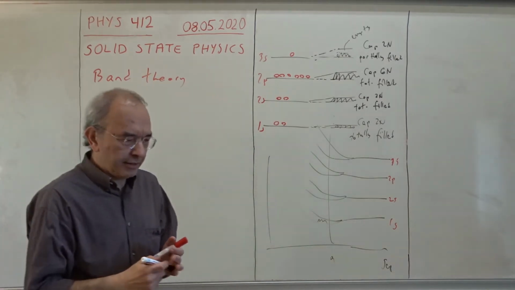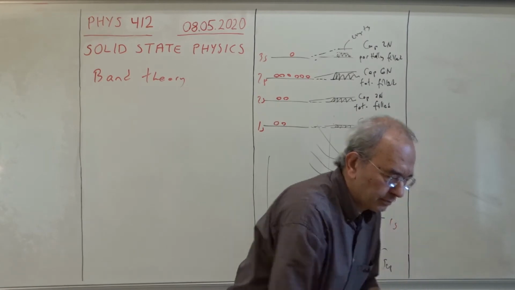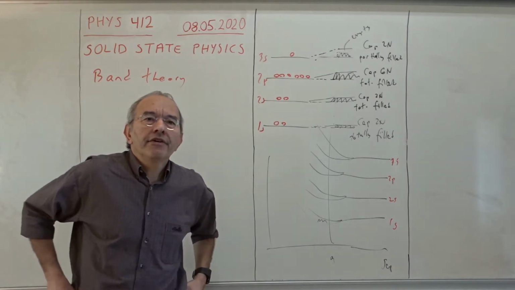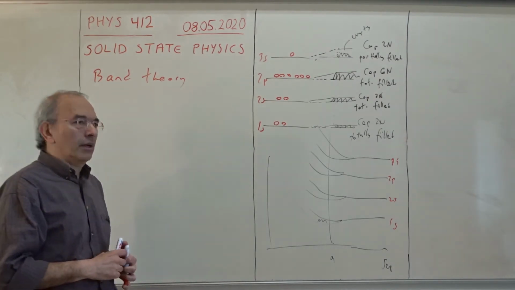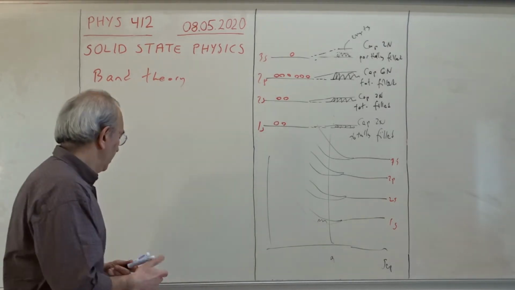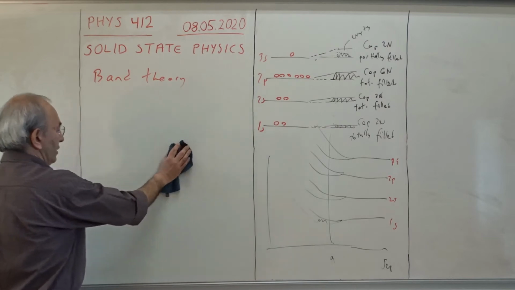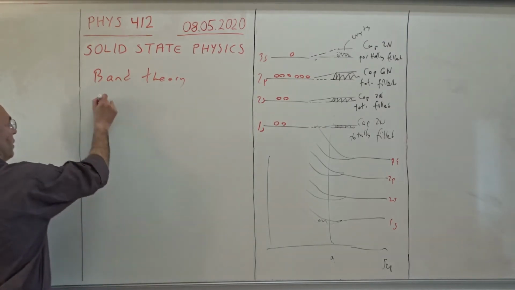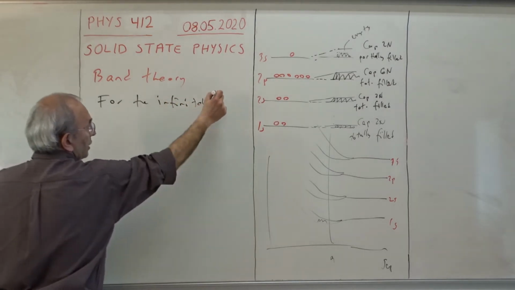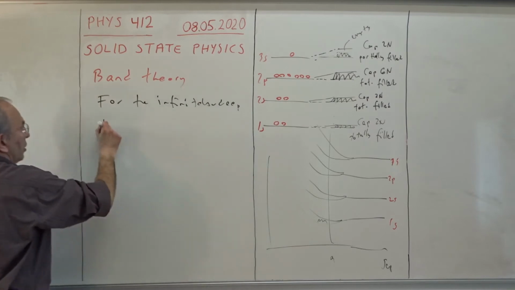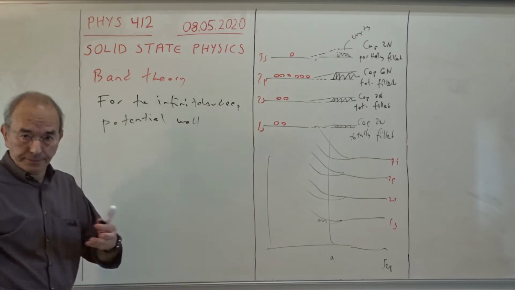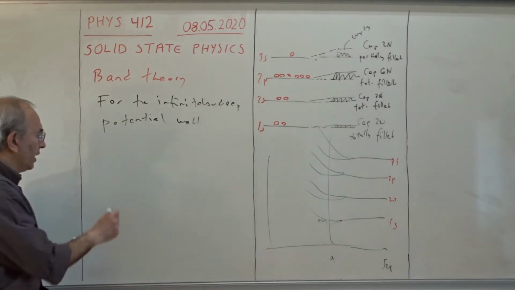So we have seen in the previous lecture, in the free electron theory, the particle in a box problem, the infinite well, the infinitely deep potential well. For the infinitely deep potential well, we first started with the one-dimensional case.